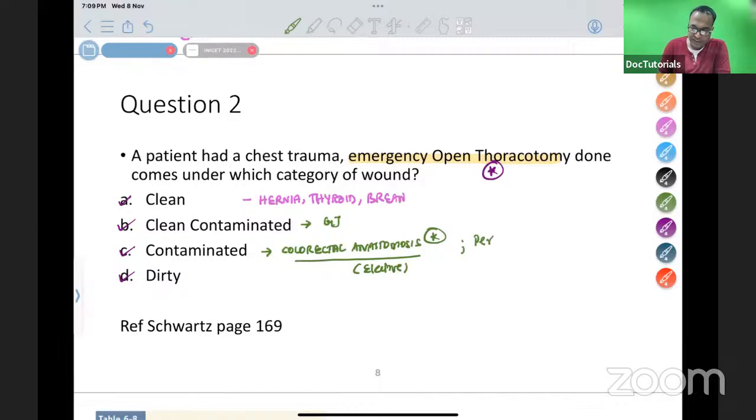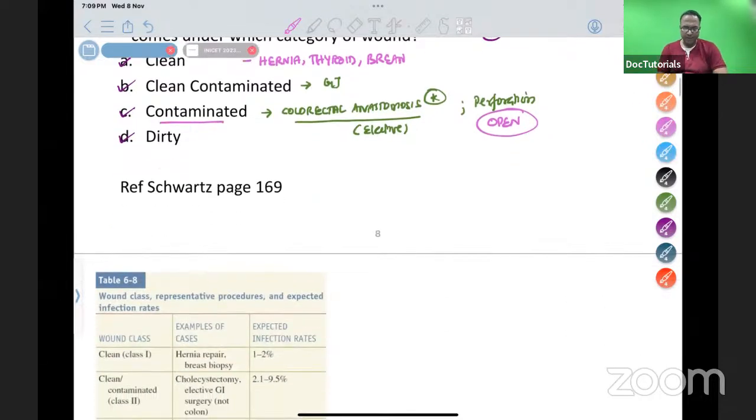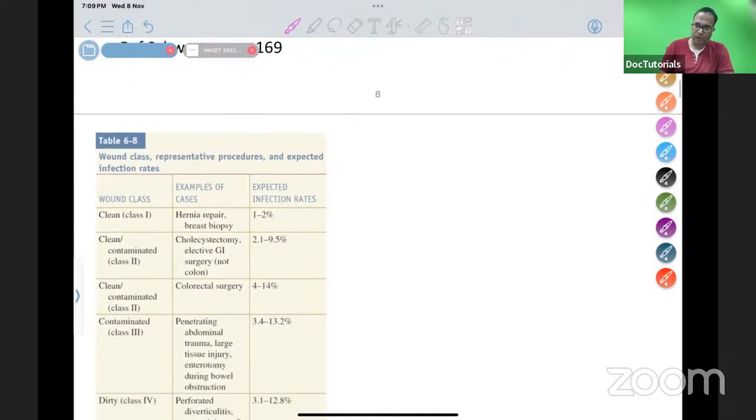And perforation cases, any perforation will come under contaminated cases. So please don't forget, very important, contaminated includes open cardiac massage. The question is actually emergency open thoracotomy and cardiac massage. Open cardiac massage comes under what category? The answer is contaminated. This is a direct MCQ from SWATS.